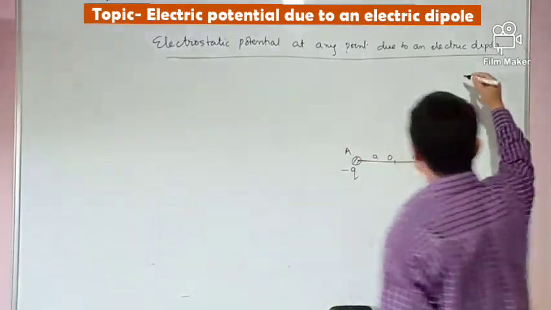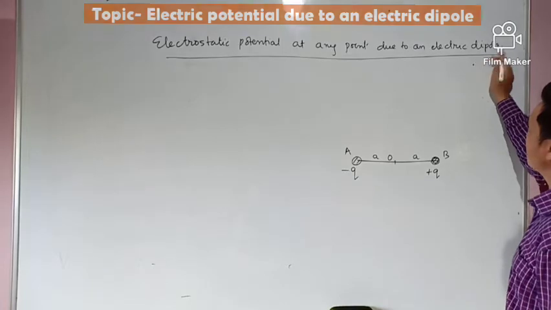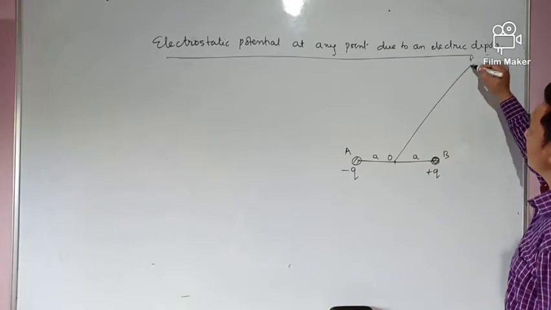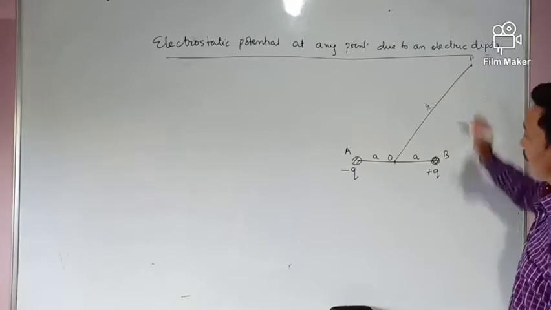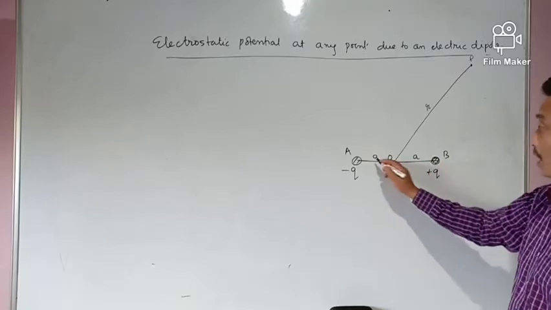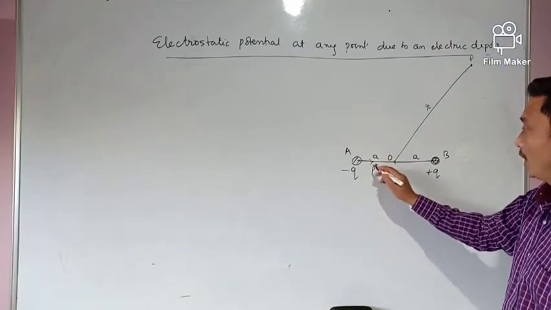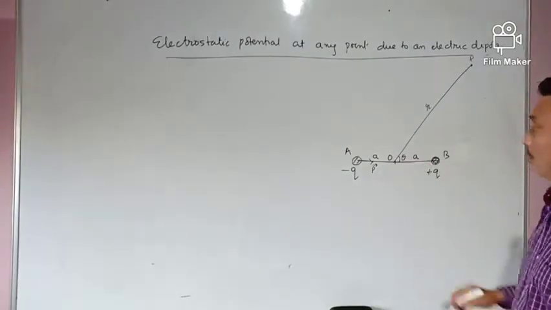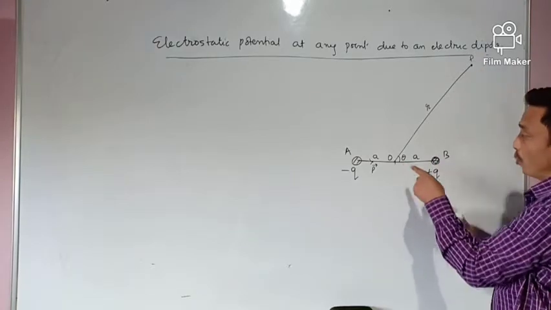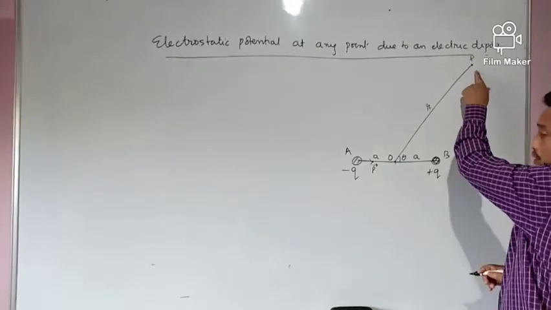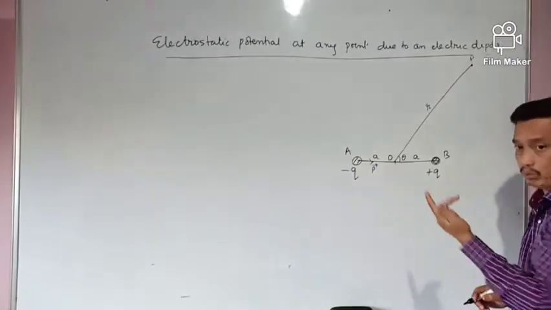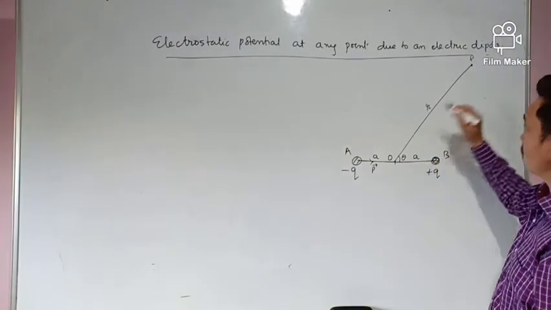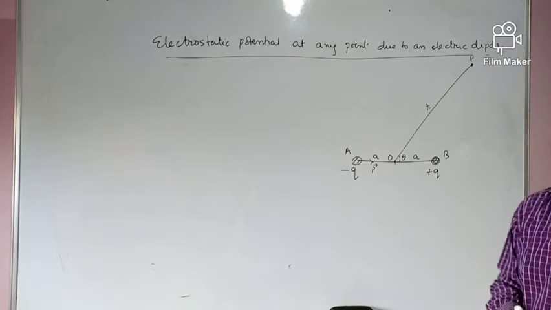Now let us consider any point P which is at a distance r from the center of the dipole, and let p be the dipole moment from minus charge to plus charge. Let theta be the angle made by the line joining the point O, the center of the dipole, and the point P with the dipole moment. So this is angle theta. Now let us find out the total potential at this point P.